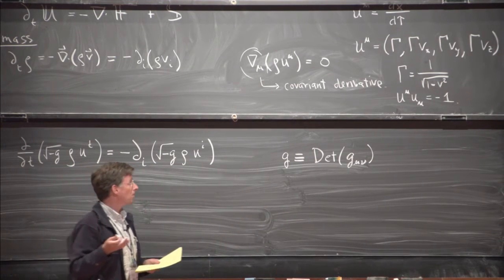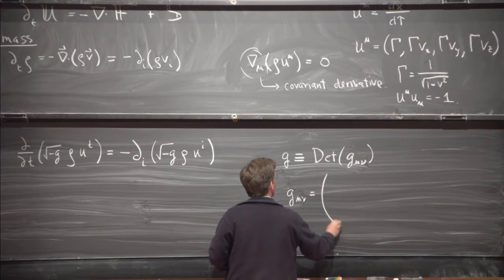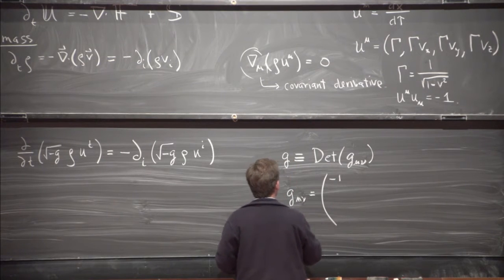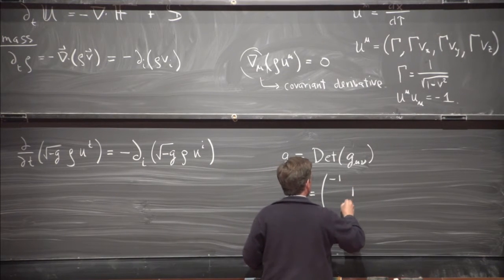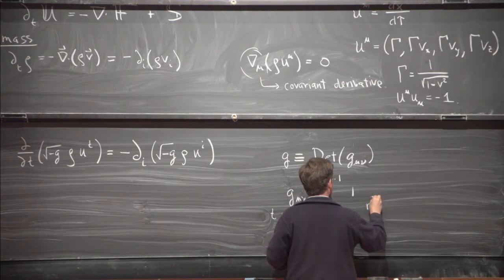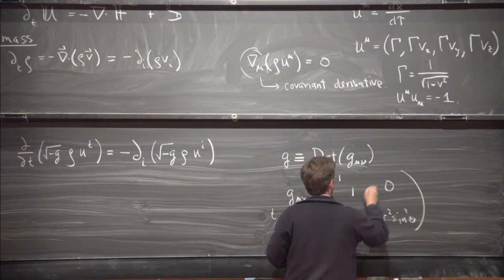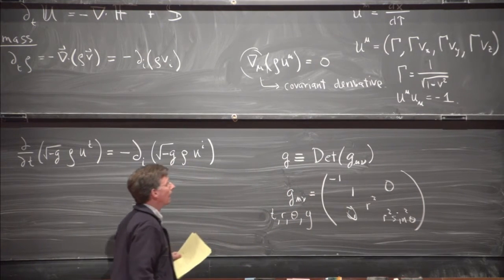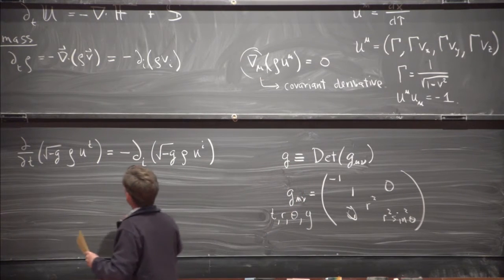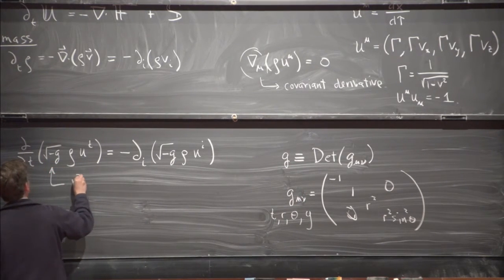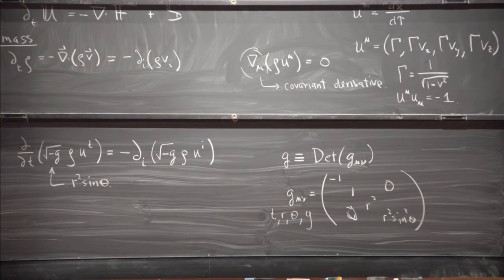Okay, so just to remind you, in Minkowski space, in spherical coordinates, so this is t, r, theta, phi, the metric with indices down is diagonal and looks like this. And so the determinant, minus the determinant of the metric, root minus g, becomes r squared sine theta.